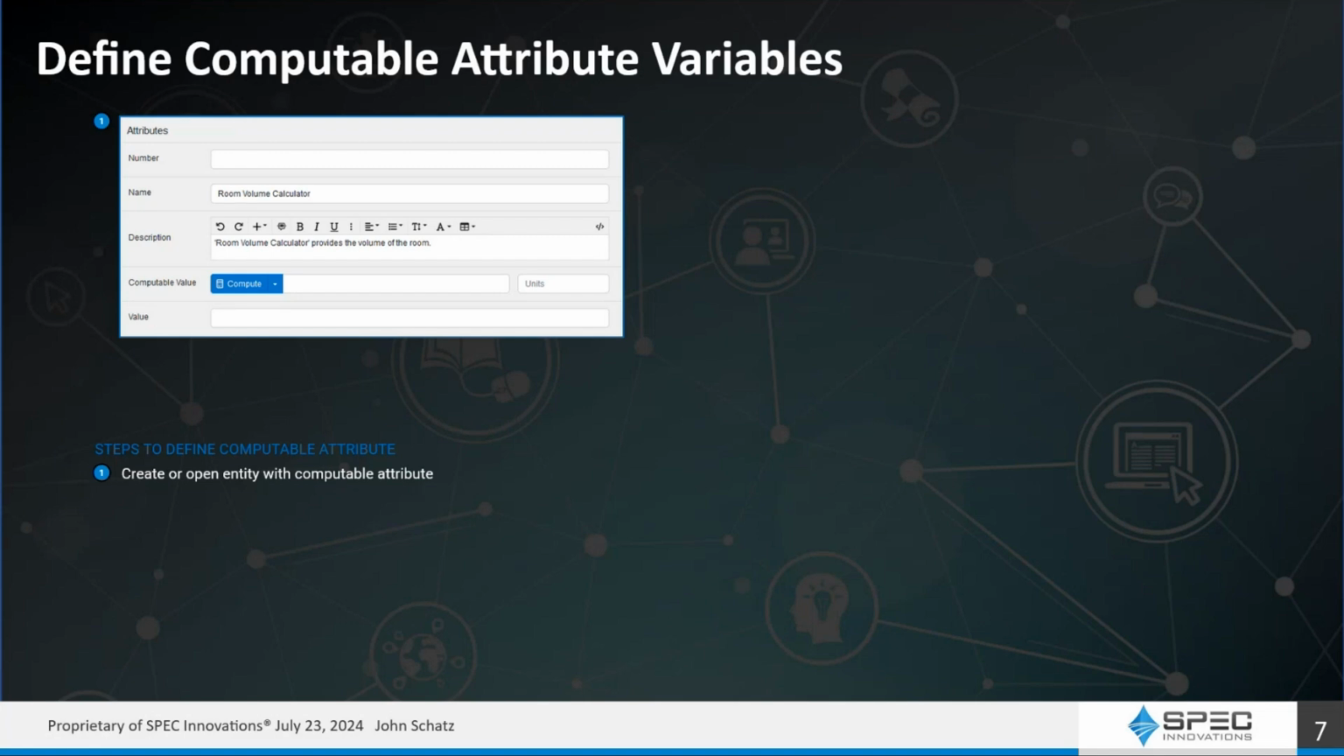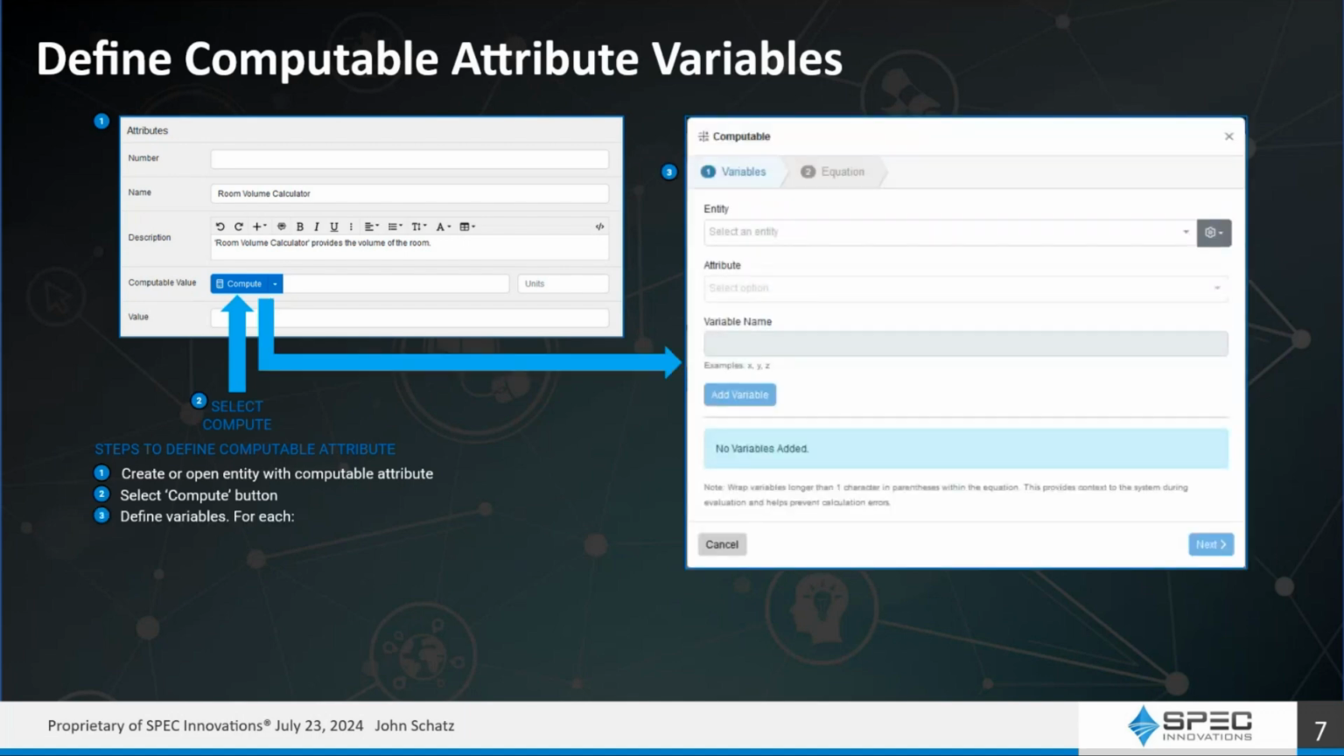So what I'm going to do is create characteristic entities for the room's length, width, and height. And in the value field of each of those, I'm going to put the values of those variables, and those will be made use of in this equation. So we start out by either creating a new computable entity with a computable attribute or opening an existing one. We then select that blue compute button, and it'll pop open a window where we can define our variables that are going to be used.